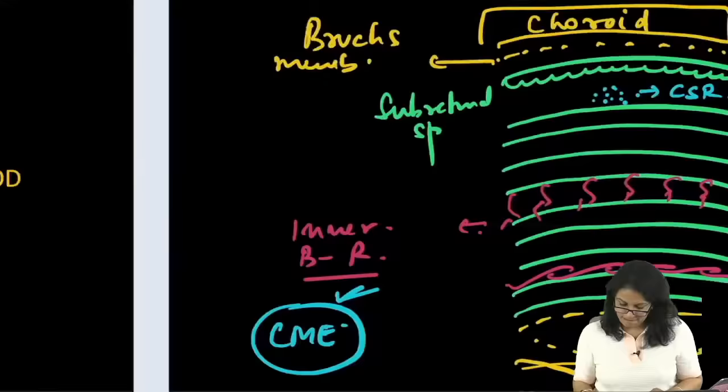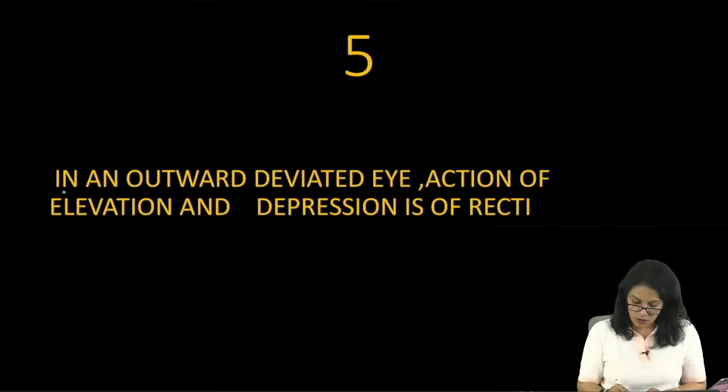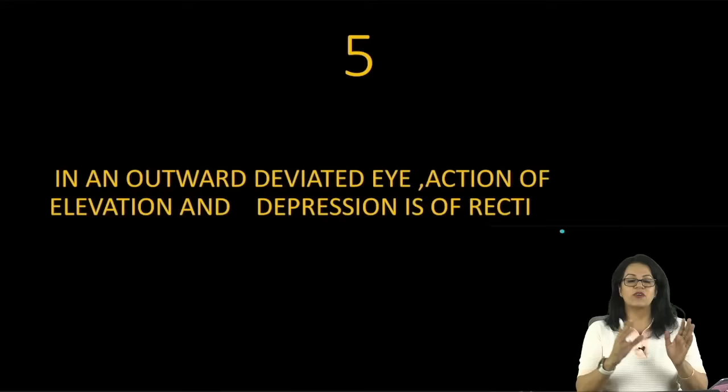Okay, we come to the next. Listen to it very carefully: in an outward deviated eye, action of elevation and depression is of recti. Is it clear to everyone? Do we all remember the action of the muscles? I expect that you all have learned that very well. We learn it as horizontal or vertical muscles. You can check my previous sessions if you want to revise that.